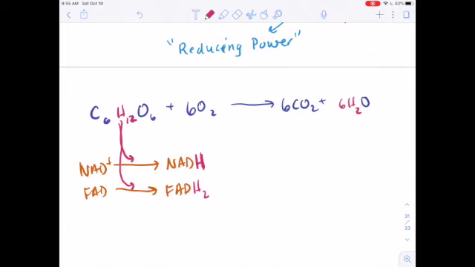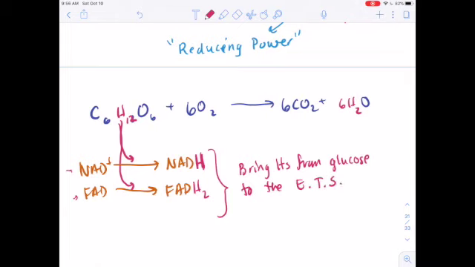What they do with these is that NADH and FADH2 take hydrogens out of glucose and they bring them to the electron transport system. So they bring those hydrogens from glucose to the electron transport system. Now in your cells, that electron transport system is going to be in the mitochondria. In bacteria, it's going to be in the cell membrane.